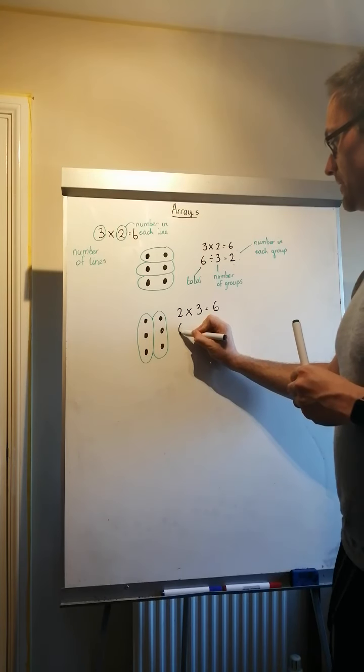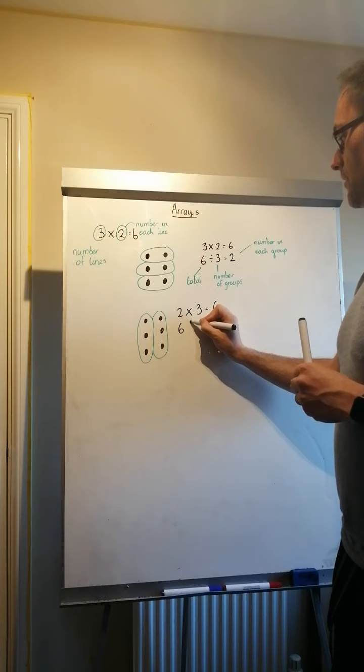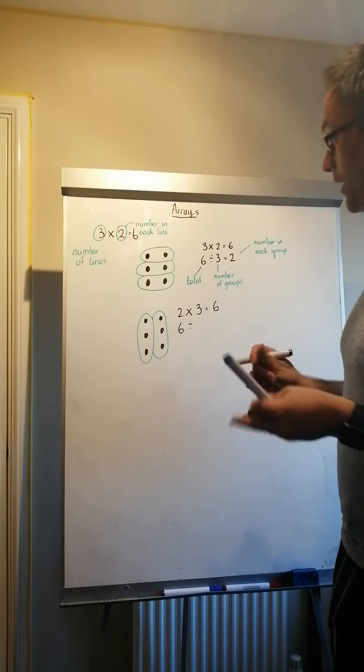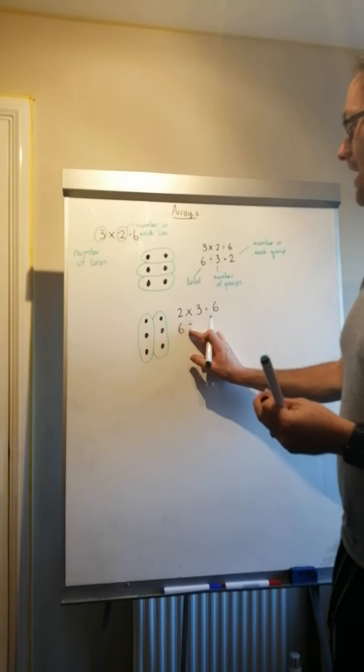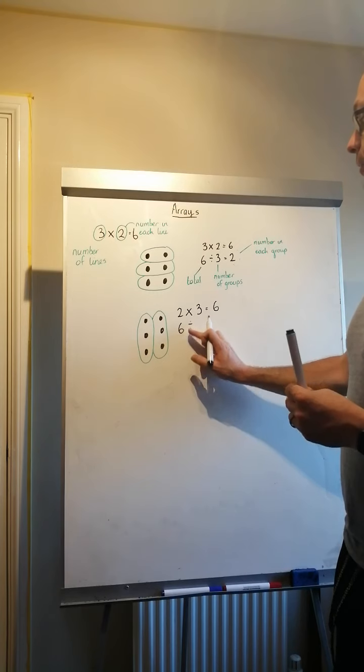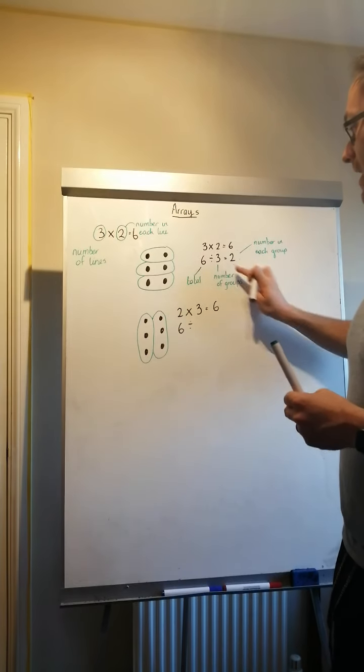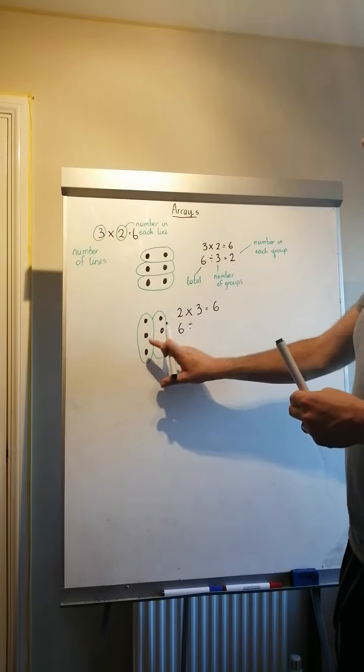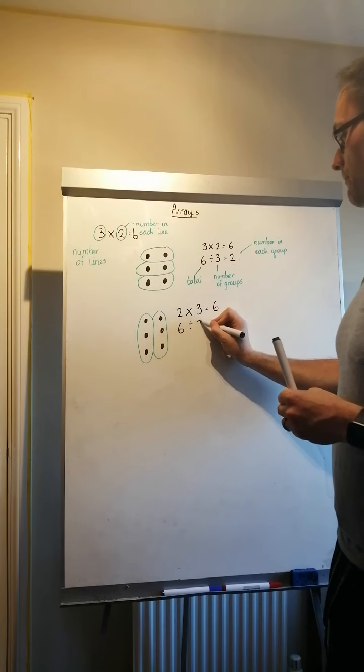What would the division be this time then? So we're starting off with our 6 because it's the biggest number. We're not changing that. Here's the divide sign. So how many groups? Remember we got it here, the number of groups. How many groups have we got this time? Well, we've got 2.